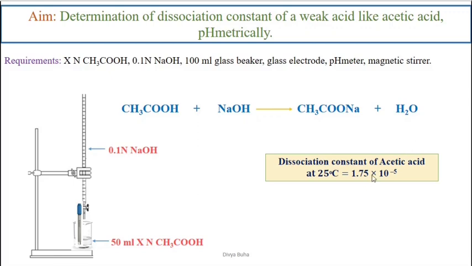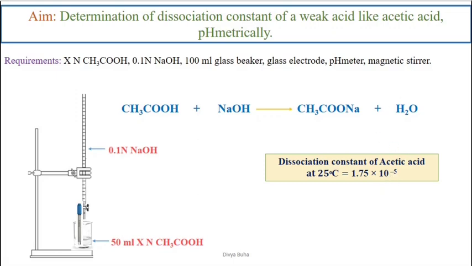Now over here, the dissociation constant of acetic acid at 25 degrees Celsius is 1.75 into 10 raised to minus 5. So you can see that the dissociation constant value, that is Ka, is in 10 raised to minus 5 and it is very less. So the acid would be a weak acid, right? And we know that acetic acid is a weak acid.